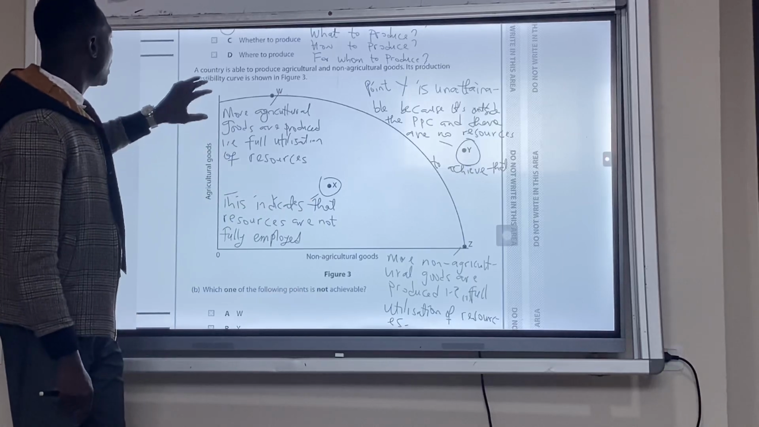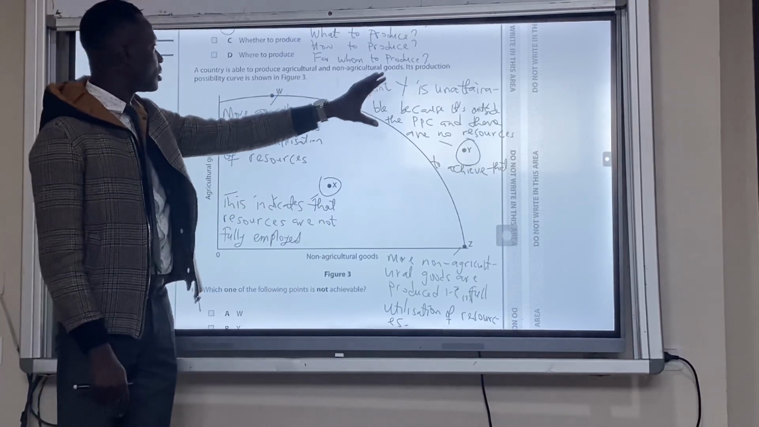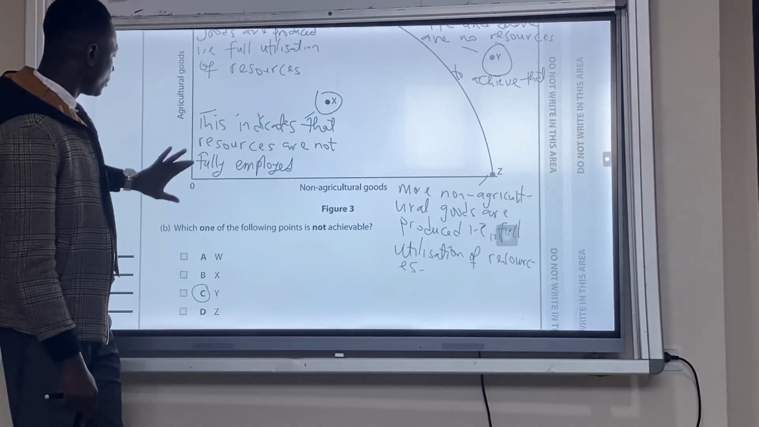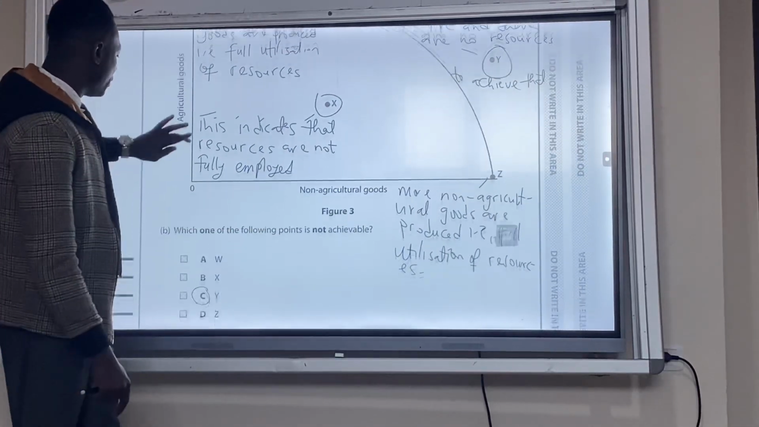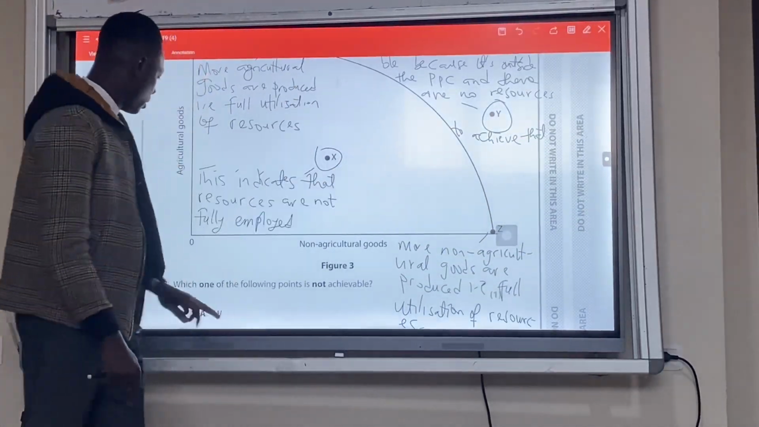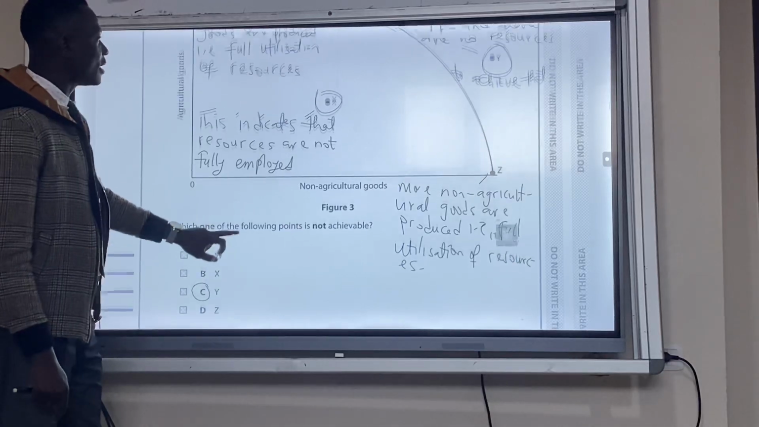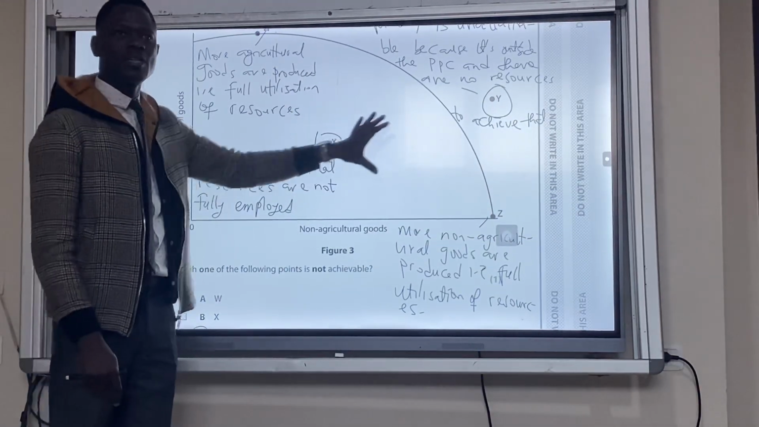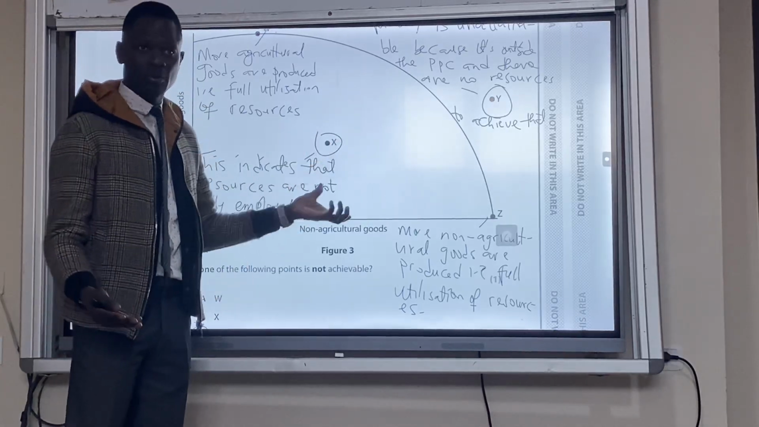So the question says, a country is able to produce agricultural and non-agricultural goods. Its production possibility curve is shown here. So now we go to the question. Which one of the following points is not achievable? Point W is achievable because we are producing between the boundaries. Point X is where resources are unemployed. That means we still have resources to get to this point. It's still achievable because we are producing at that point.